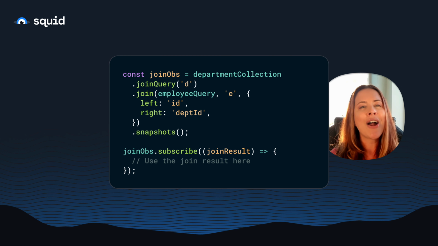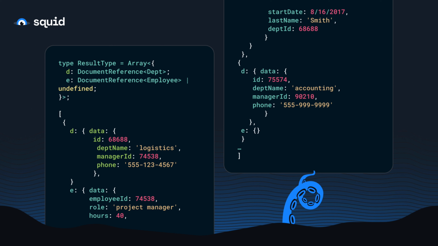Reading from left to right, our department collection is the left part of the join. This means that every department will be in the join result, including empty departments like our accounting department, where none of the employees are full-time.